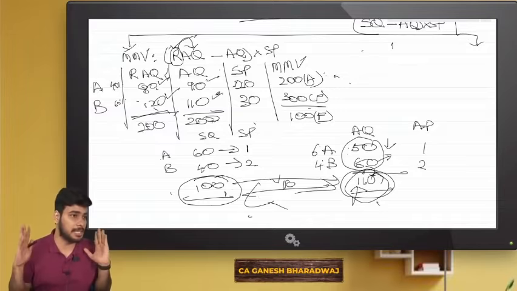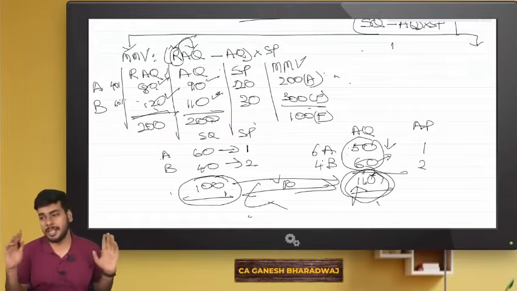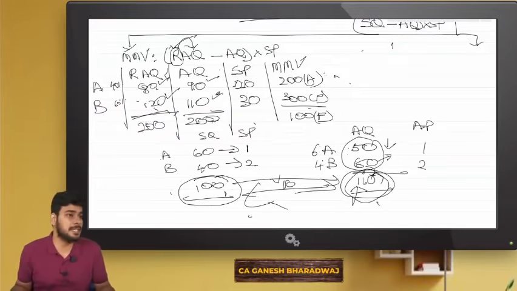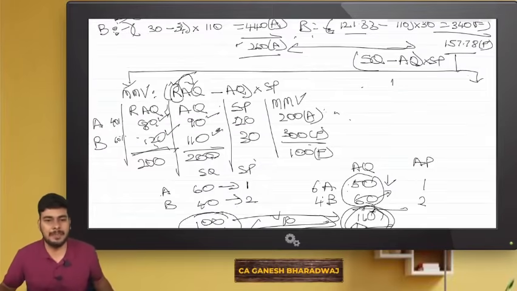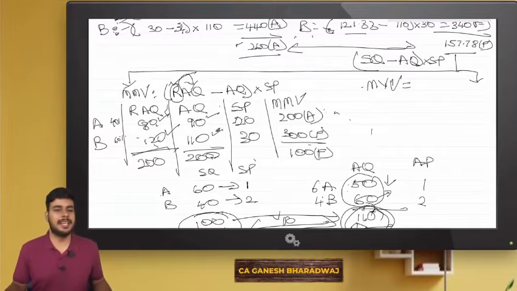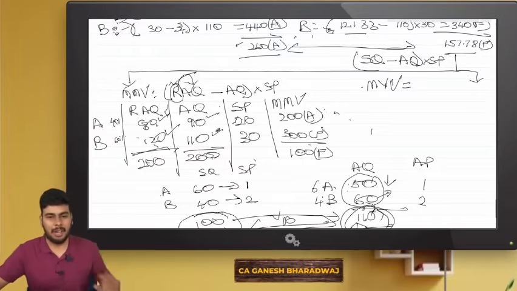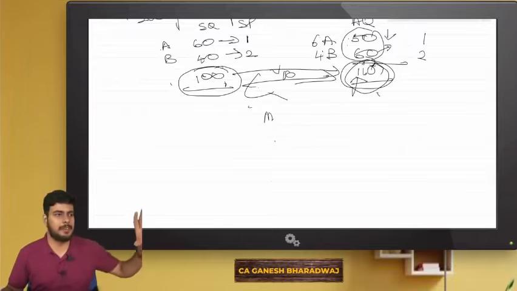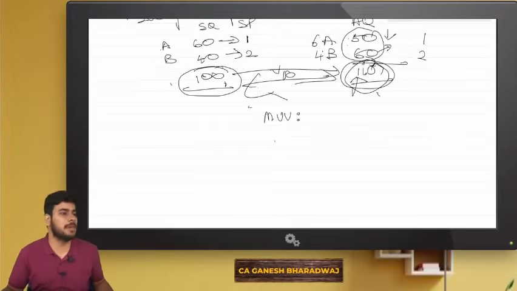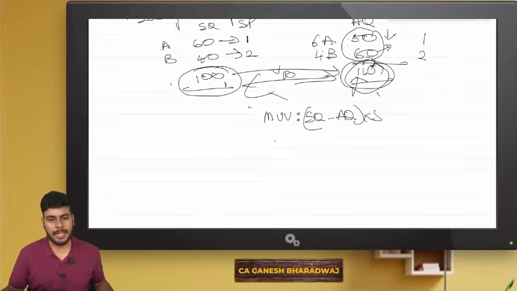Is everyone understanding this? Now, very simple, material yield variance. Can I say it's nothing but a balancing figure? Or I think it's quite congested here. Let me just come down. You guys tell me, please listen. Material usage variance formula: standard quantity minus actual quantity into standard price.